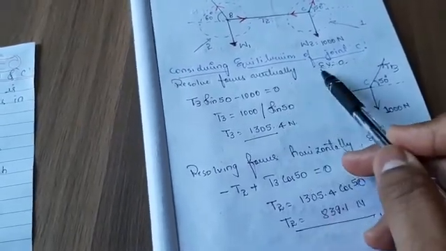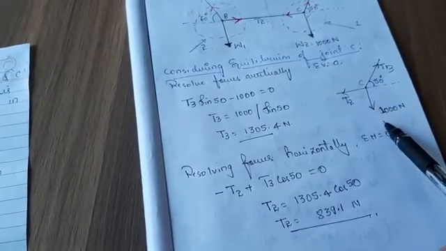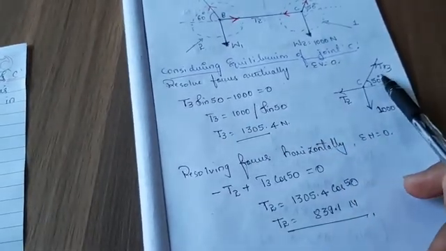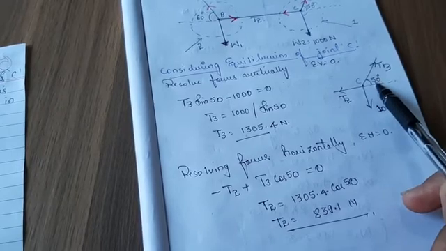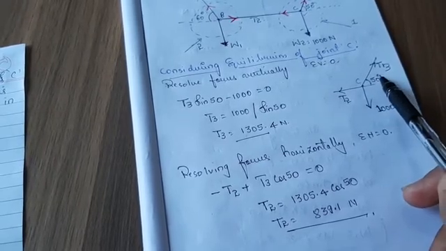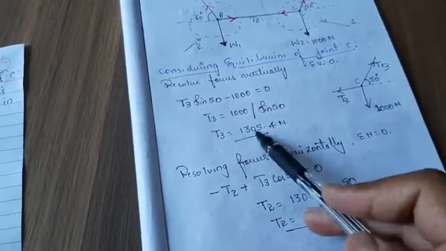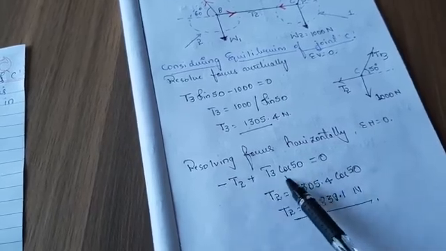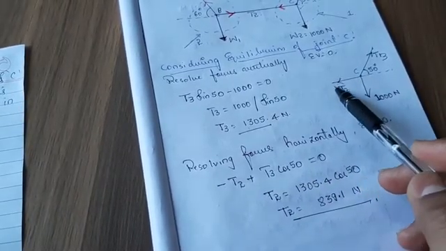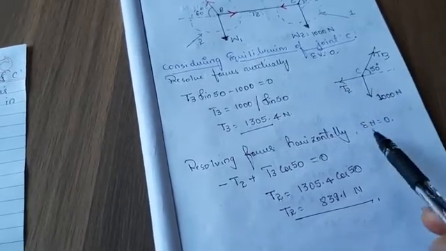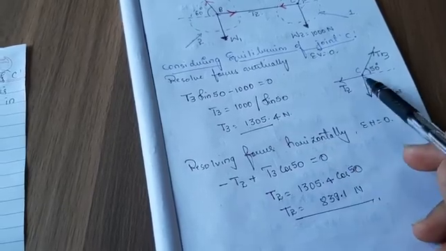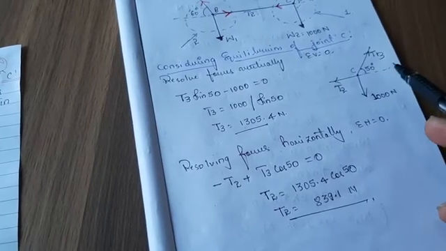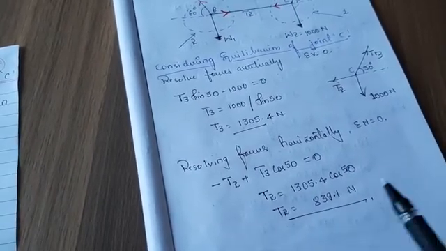When you resolve it vertically, you have minus 1000 because it is acting downwards, and the vertical component will be T3 sine 50, because it makes an angle with the horizontal. So T3 sine 50 minus 1000 equals 0, and you get T3 as 1305.4 newtons. When you resolve it horizontally, you get minus T2, because it is acting leftwards. Left is negative, right is positive. Plus T3 cos 50, because the horizontal component of force T3 makes an angle of 50 with the horizontal. So your T2 will be 839.1 newtons.